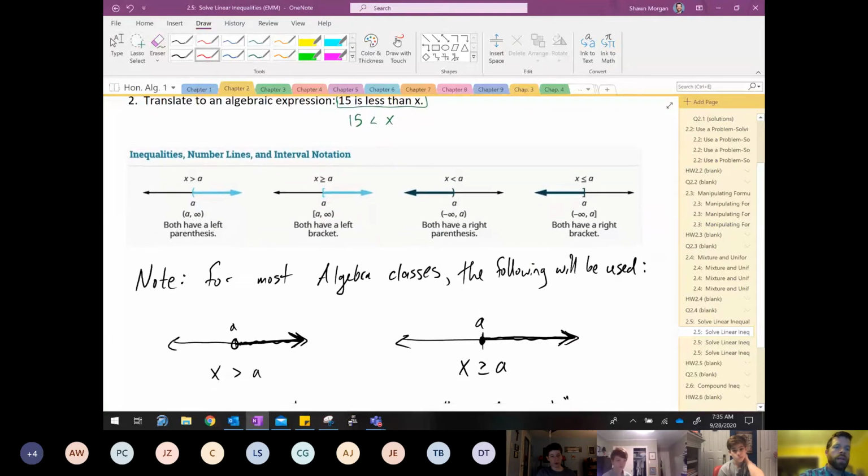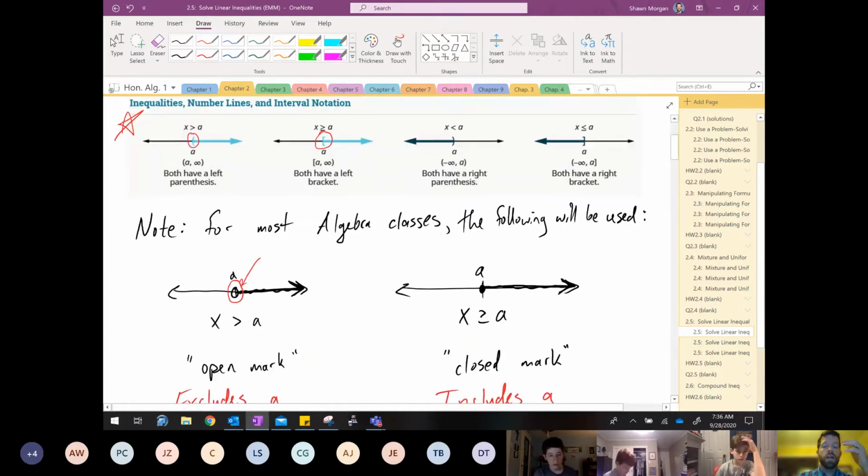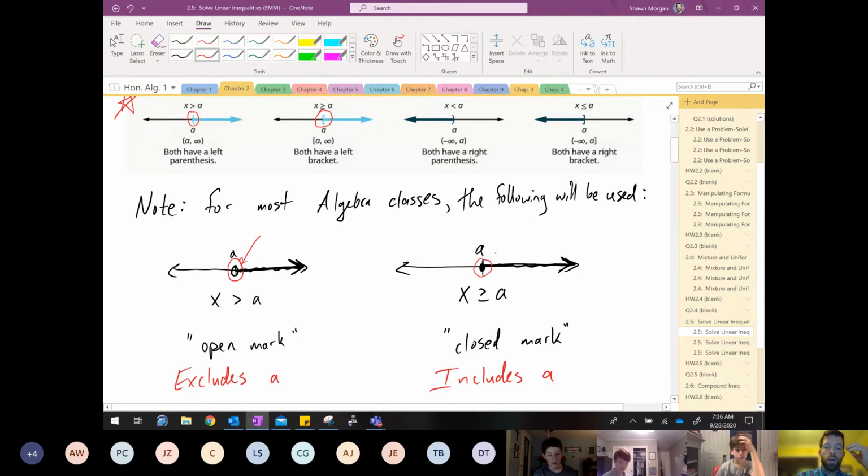Looking at this chart right here, I pulled this from our textbook, but I really don't like how they do it. They use a parenthesis in our textbook for the open interval, in other words, for when you're not including that point. I'll use an open mark. I want you to get used to doing an open mark. They use a bracket in our textbook when they want to include the point, like x is greater than or equal to something. I'll use a closed mark, okay? So bear in mind that difference right there.